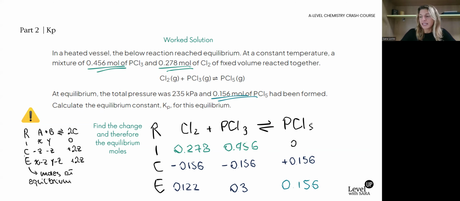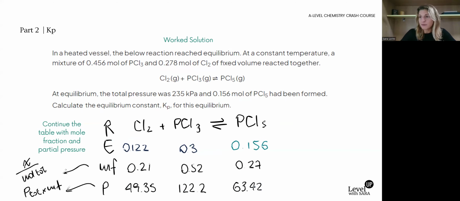After having found the equilibrium moles, remember that we expand this table with the mole fraction and the partial pressure. And I like to do it like this, tidy, included in this table. Mole fraction, remember, is the moles of each substance divided by the total moles. And if you try, you will get this value. Partial pressure, remember, is the total pressure times the mole fraction. We're given the pressure over here, so we would just multiply these values together to get this.